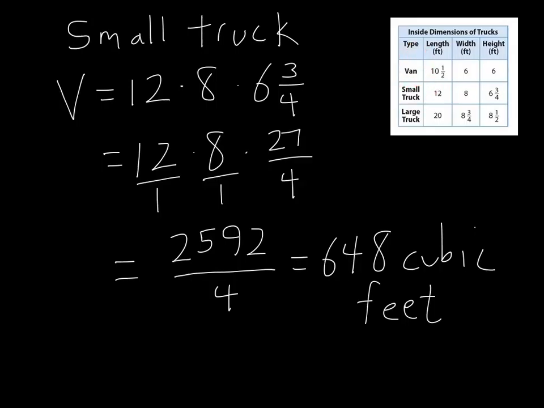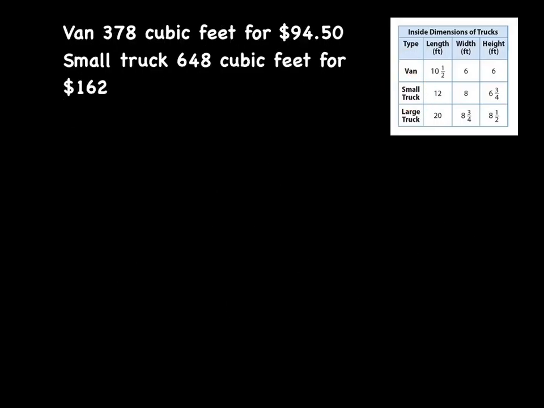But that's not quite the entire problem. The problem is trying to figure out which one is a better deal. So let's put up some information and figure out which one's a better deal, a van or a small truck. Now here's our real problem. We now know how much the van can carry, and this is how much it costs per day. This is part of our homework problem where it says it costs $94.50 per day. But the small truck holds more, 648 cubic feet, but it also costs more, $162. Which one is a better deal?